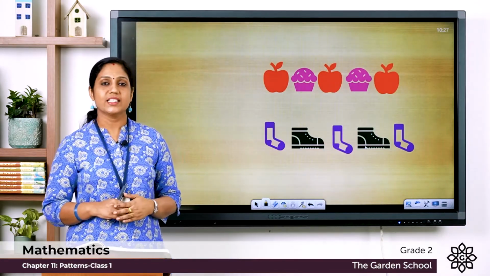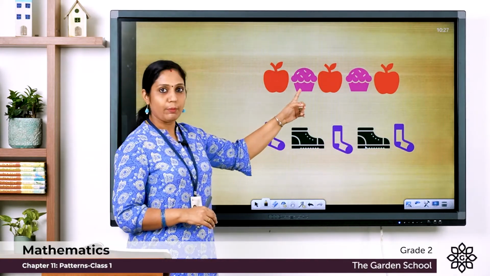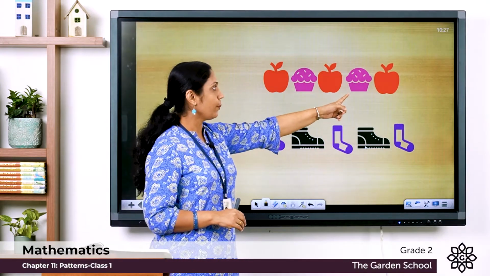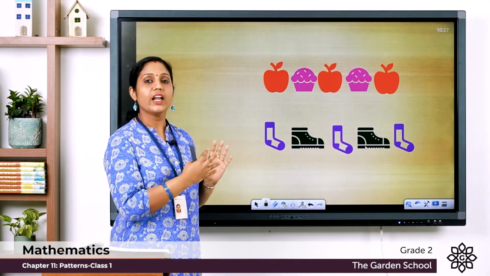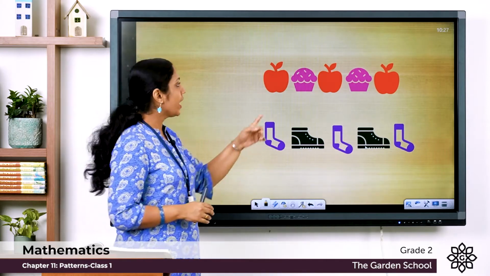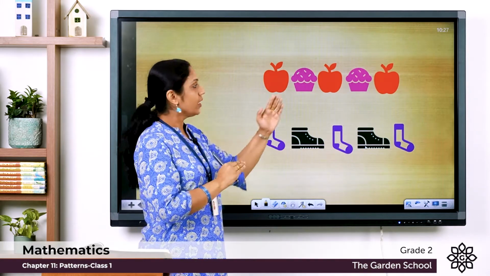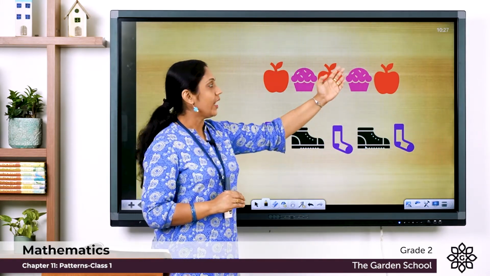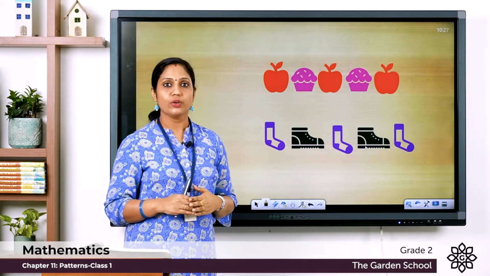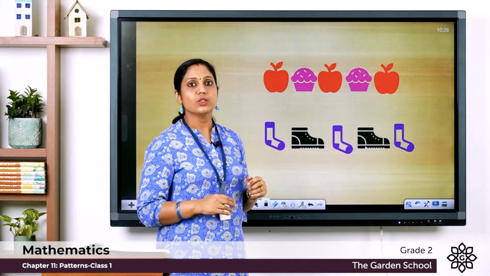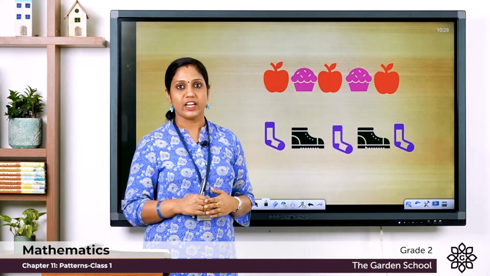Let's have a look at these examples. In the first sequence, you can see an apple, a cupcake, again an apple, a cupcake, and again an apple. So you can see that these objects are repeating at regular intervals. Can you see only an apple here? No. An apple and then comes a cupcake. Again an apple, cupcake, and again an apple. If you want to draw next to apple, which object will you draw? We have to draw the cupcake. So then the sequence will be complete, right? So this is how a pattern is arranged.